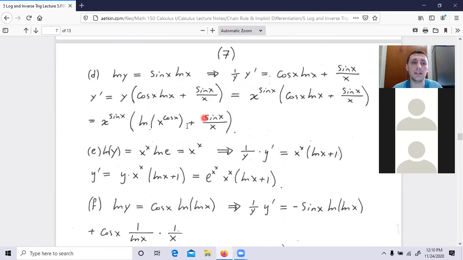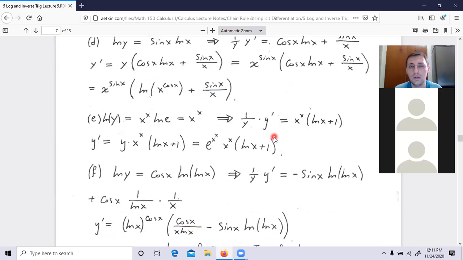That means that we have ln y equals sine x ln x. Now the derivative is product rule. So derivative of ln y is 1 over y times y prime. Derivative of this product rule, it's cosine x ln x plus the derivative here, it's sine x times 1 over x. And then all you do is just multiply that result by y. And y is equal to x to the sine x. Yeah? And then we have this answer: x to the sine x times the quantity cosine x ln x plus sine x over x. Good?